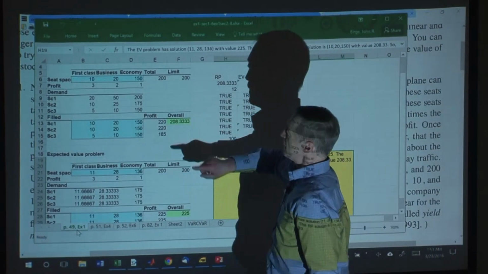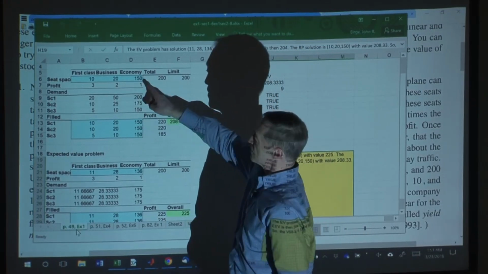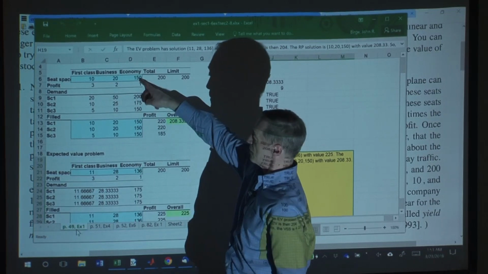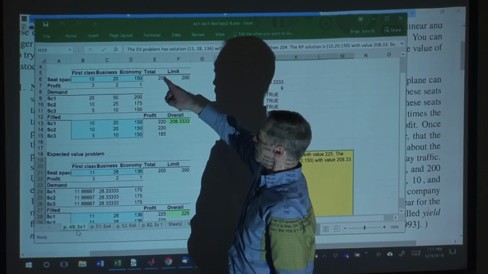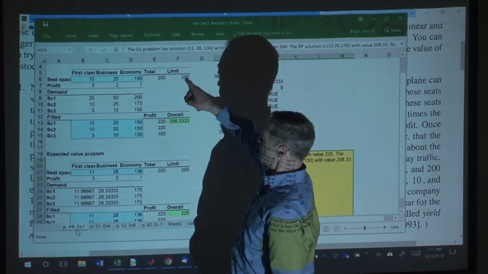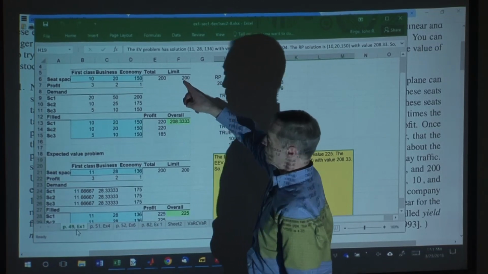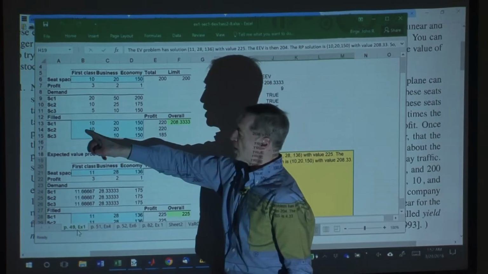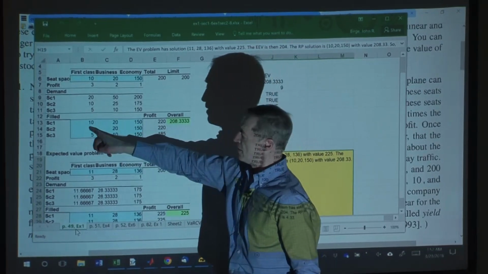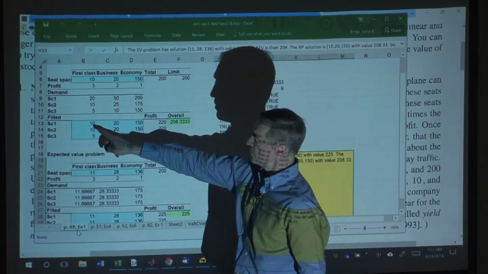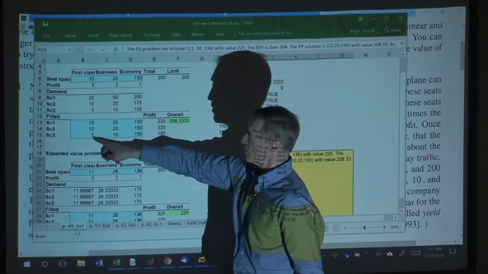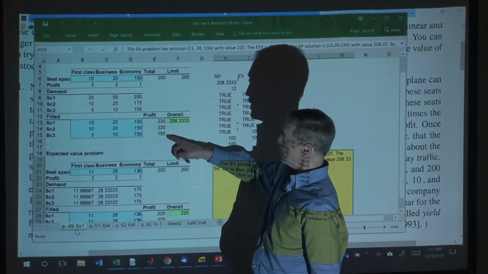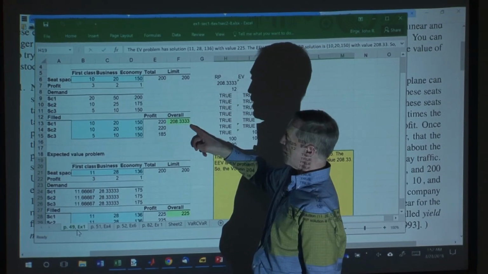And the blue cells are the decisions. So this would be how many first class, business class, and economy class seats. And then this is totaling it and making the total less than or equal to this limit. And then these are the number of tickets that you sell, so these are those y variables. Scenario 1, scenario 2, scenario 3. And then I've totaled the profit over here, and this is the expected profit here.